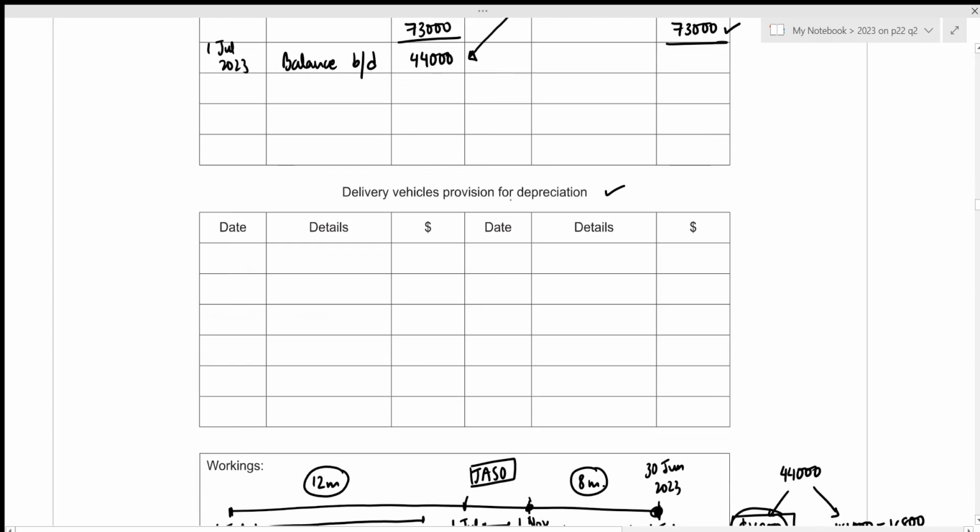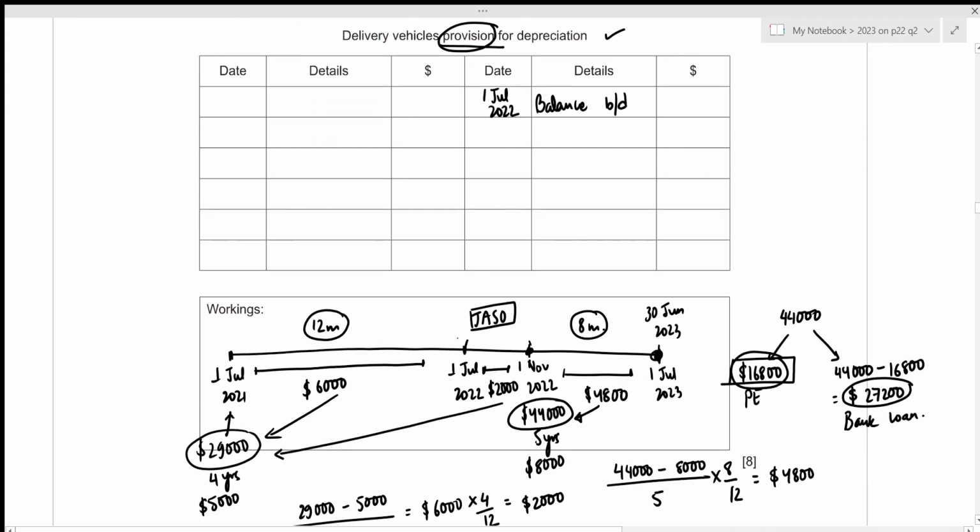Now we move towards the delivery vehicles provision for depreciation. Whenever there's the word provision, you can just take this account as a liability account. And if we're preparing a liability, the opening balance will always be on the credit side. So that will be our balance brought down at the date of 1st July 2022. We have to record the accumulated depreciation at the opening date, which is right here. And at this date, we only had a depreciation of 6,000. So that's our opening balance.